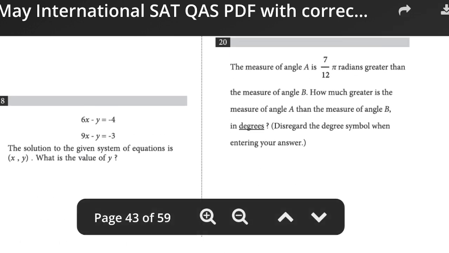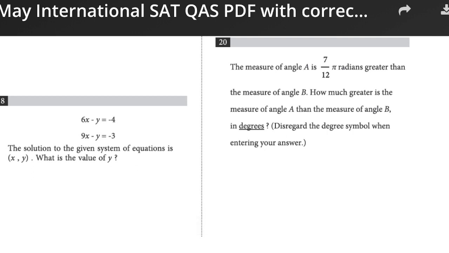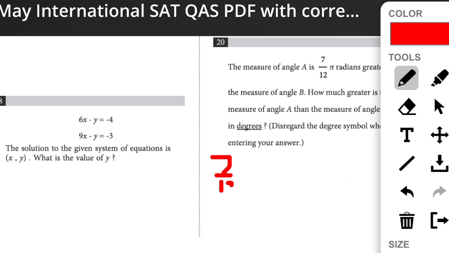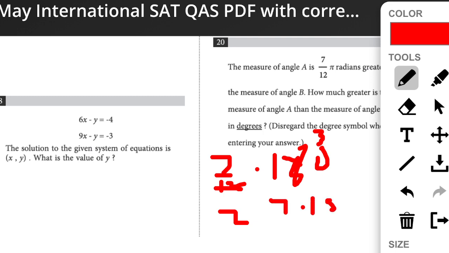7 pi by 12 radians is greater than the measure of angle b. How much greater is the measure of angle a than the measure of angle b in degrees? It's just converted to degrees. So all you got to say is 7 pi over 12, and pi is 180, so times 180. So divide by 6 is 2. Divide by 6 is 30. Alright, so it's just 7 times 30 over 2, which is 7 times 15. Right? 30 over 2 is 15. So 15 times 7 is 105. 105 is our answer. So this is 105.